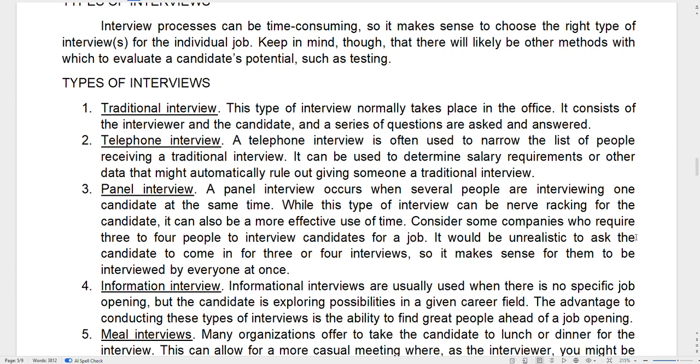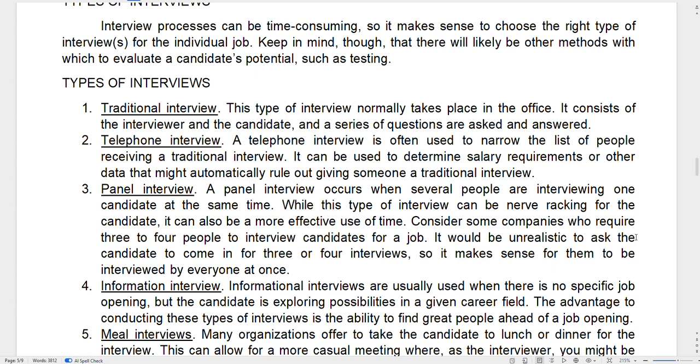Panel interview, yan, occurs when several people are interviewing one candidate at the same time. While this type of interview can be nerve-wracking for the candidate kasi nga talaga naman ang pressure nito. Okay? Mula ulo hanggang paa. Bakit? Ang dami. Ang dami. Isipin mo, kung halimbawa 5 sila, 5 nag-i-interview sa'yo.